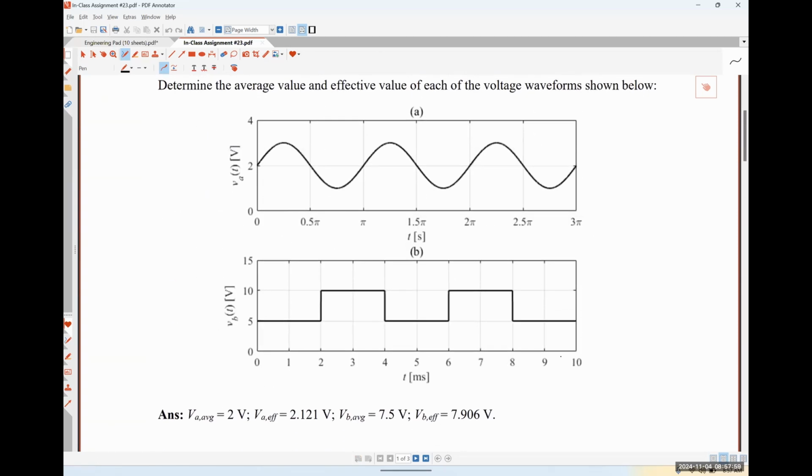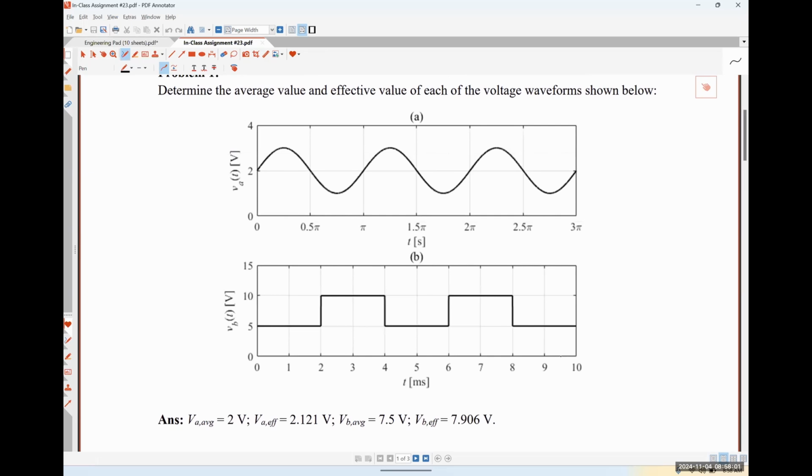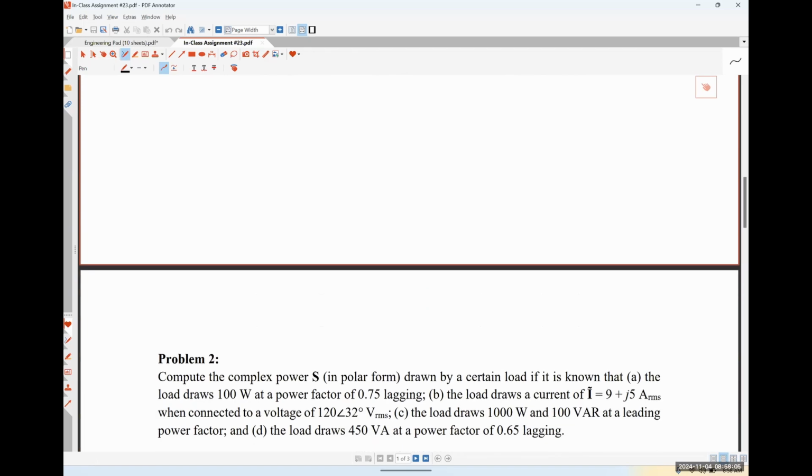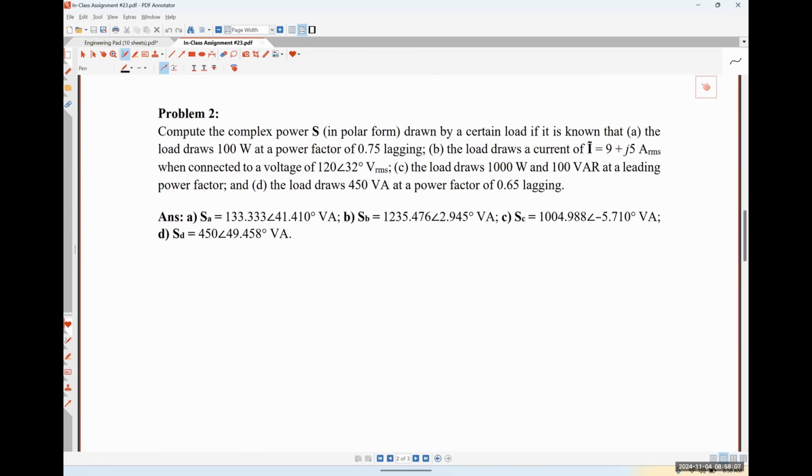This is related to average value and effective value. This is the stuff that we covered in our last class meeting. I'm not going to worry about that. I'll leave those for you guys. Let's go down here to the more fun, complex power related things.